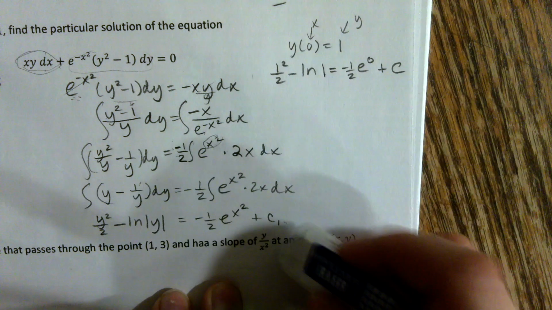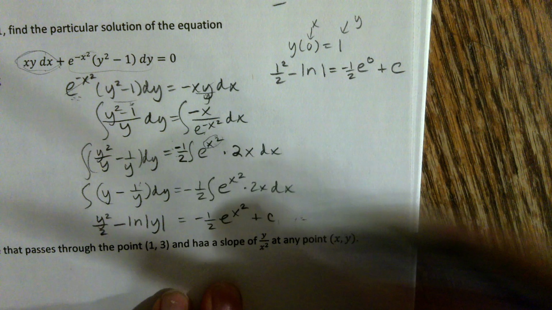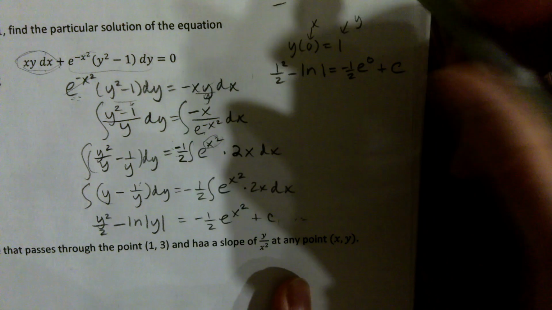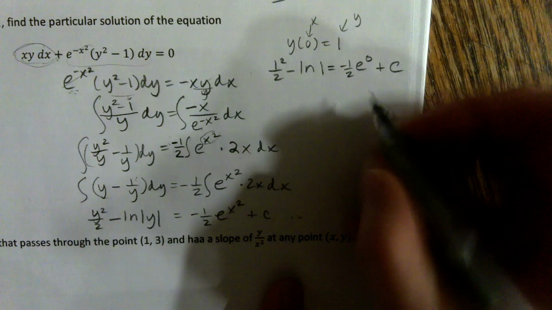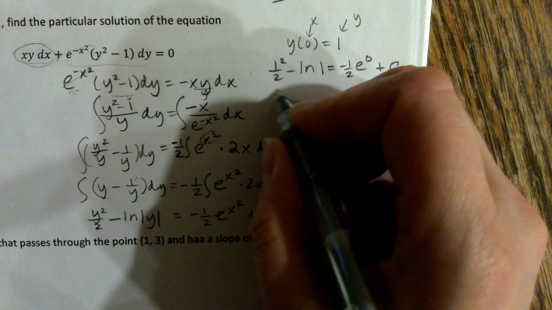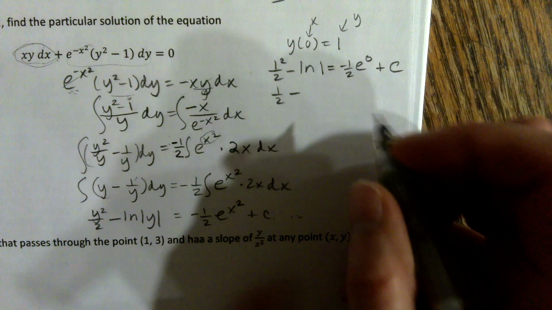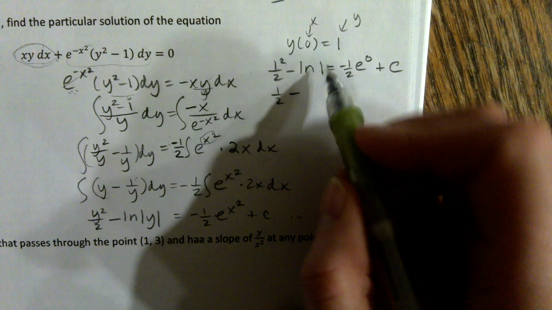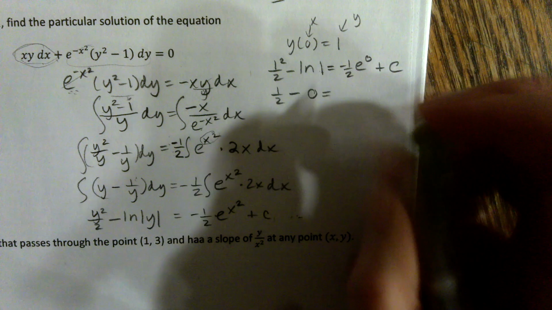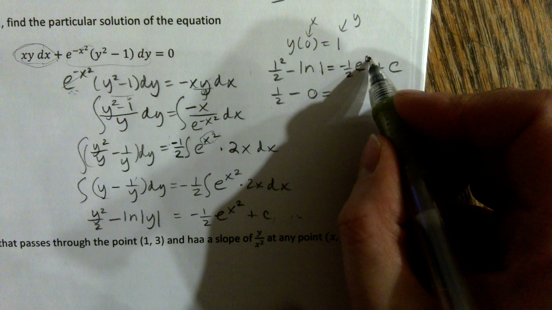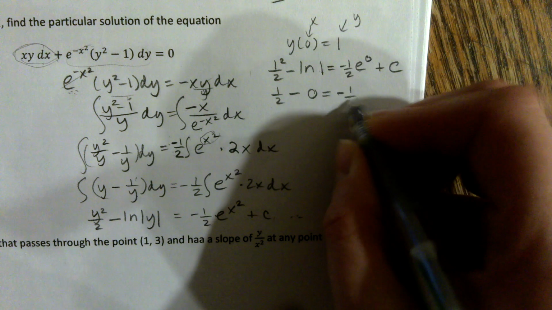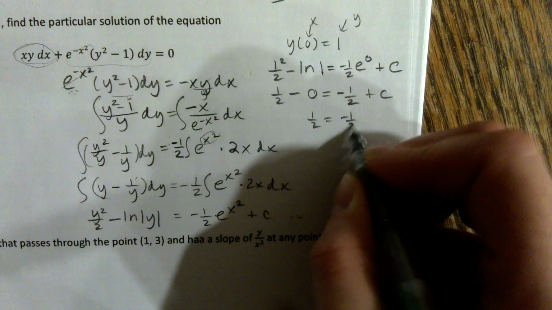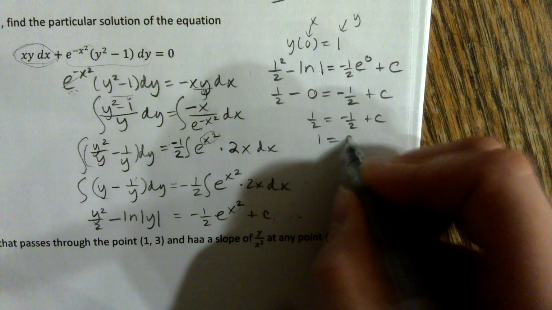I'm not going to have to do anything fancy with this one. Since we actually are going to be able to solve for the constant, I don't need to really do any of that weird notation we did on the last one. So let's go through and clean this up. So this is going to be a 1/2. We've already said that the natural log of 1, any log base of anything of 1, is just going to be 0, and e to the first power is 1. So this is a negative 1/2 plus c. So that gives us 1/2 equals negative 1/2 plus c. So 1 is equal to c.